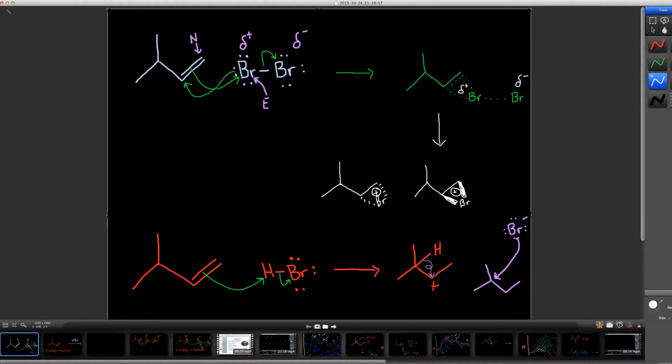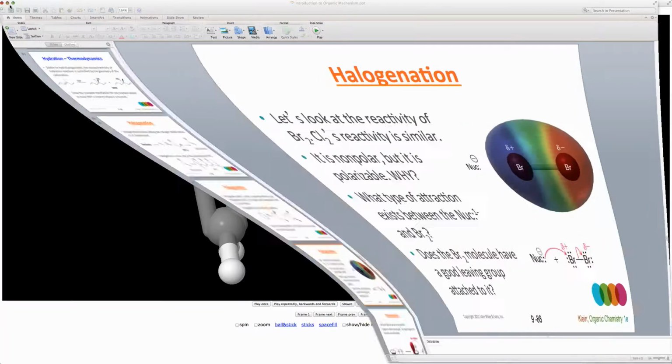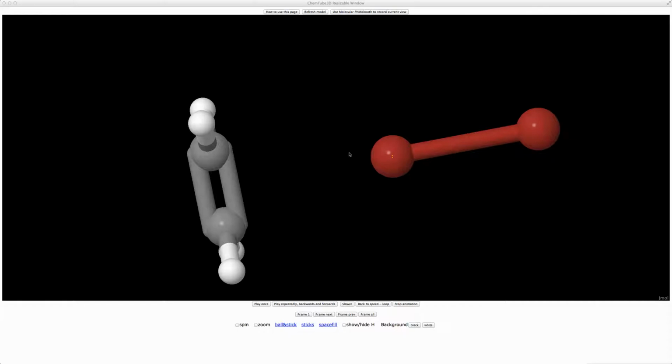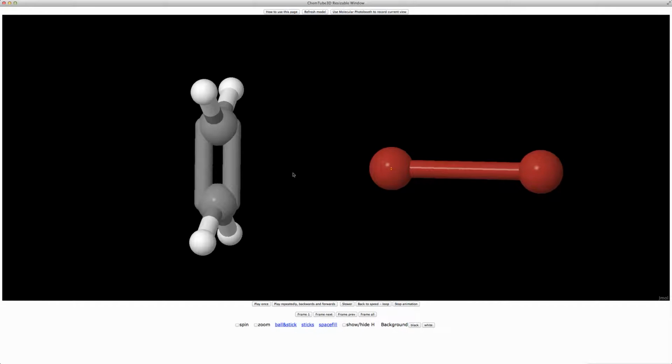So what I would like to do now is introduce you to a very interesting, very valuable resource. I will be posting this link on pause. It's ChemTube 3D. And so in ChemTube 3D, we have a symmetrical alkene, ethene, and we have molecular bromine. The bromine that is closest to the pi density of the carbon-carbon double bond is electrophilic and has a partial positive charge.